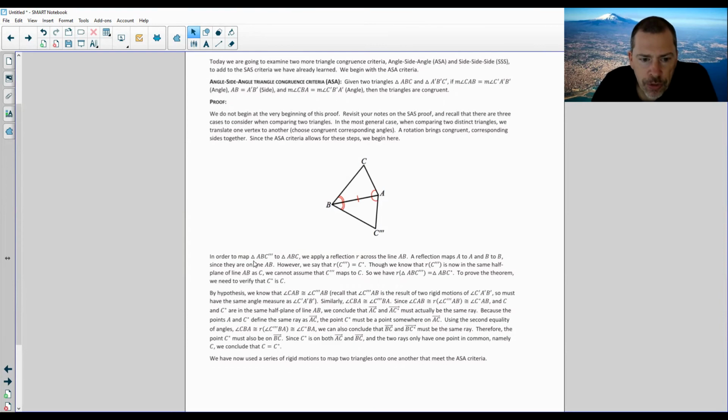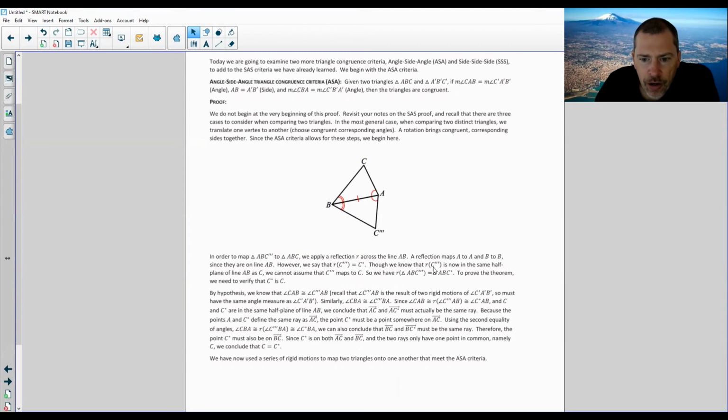But it says in order to map triangle A, B, C triple prime to triangle ABC, we apply a reflection R across this line AB. A reflection maps A onto itself. It maps B onto itself because they are on that line AB. However, we say that the reflection of C triple prime equals C with a star up here, or asterisk.